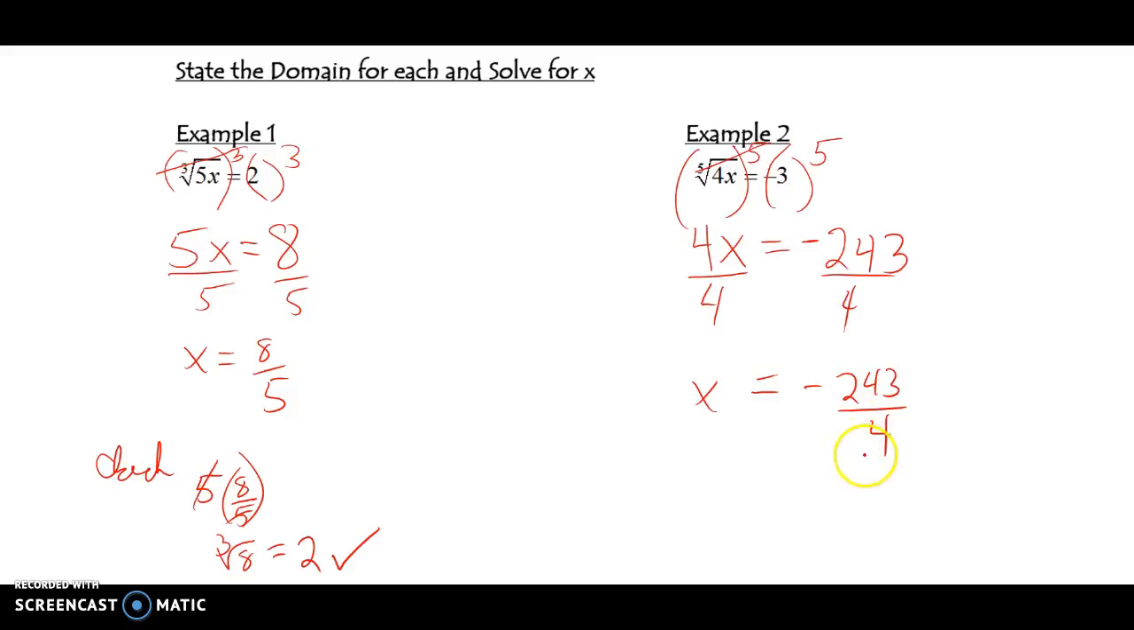And see how if we check that, 4 times that eliminates that denominator of 4. So we're left with the fifth root of negative 243, which is negative 3. But it does check.